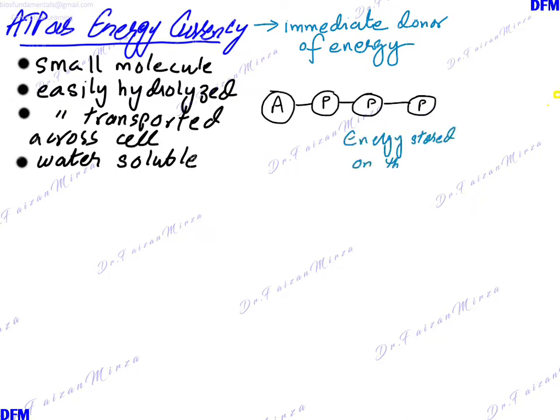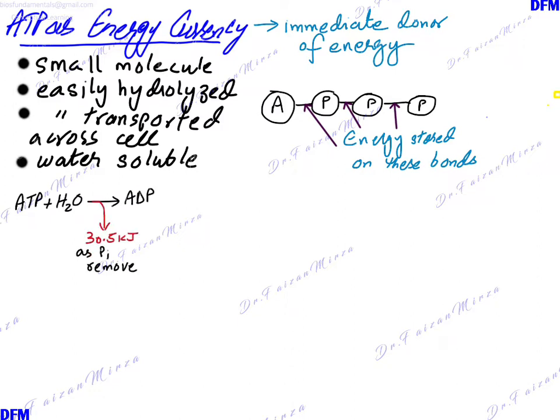Adenosine triphosphate stores energy in the phosphate bonds, and you break these phosphate bonds to release this energy. For example, in hydrolysis of ATP, ATP combines with water to form ADP, and an inorganic phosphate is removed and 30.5 kilojoules of energy is released. This is what we do whenever we want energy. We break ATP into ADP and Pi, and we get 30.5 kilojoules of energy from it.